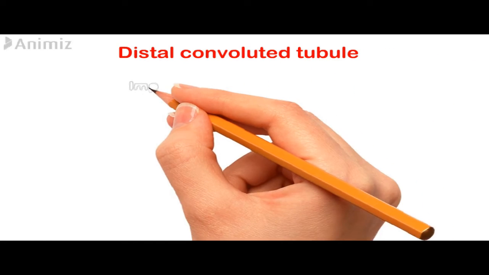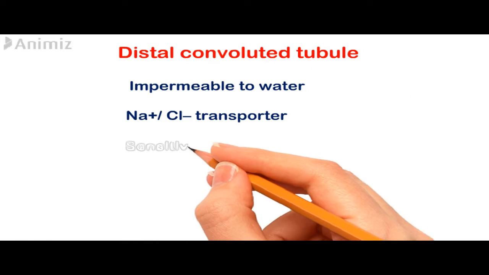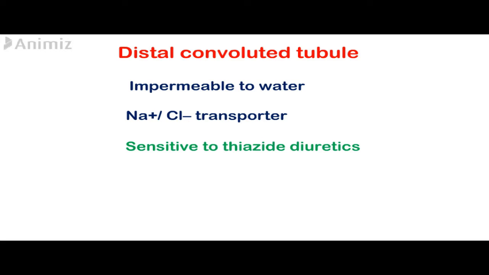The cells of the distal convoluted tubule are also impermeable to water, and almost 10% of the filtered sodium chloride is reabsorbed via the sodium chloride transporter that is sensitive to thiazide diuretics.